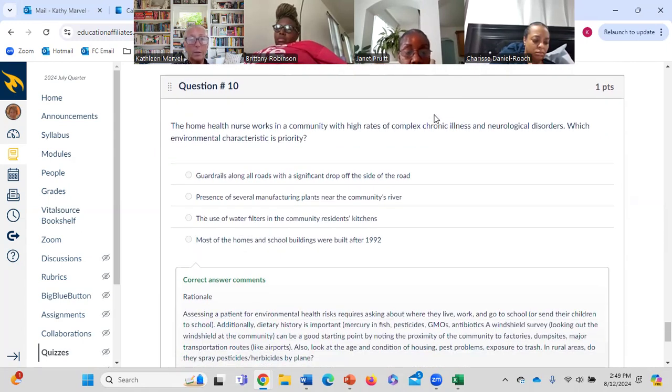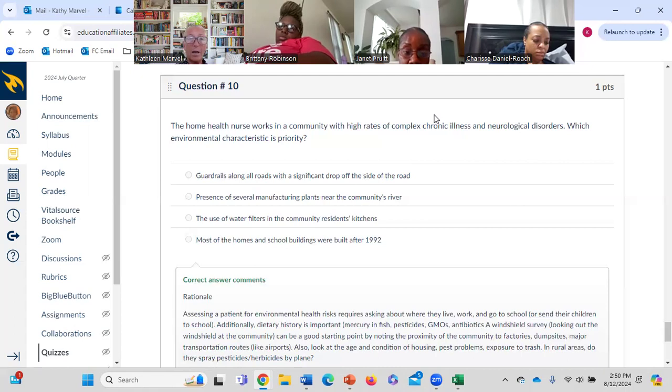Number 10, the home health nurse works in a community with high rates of complex chronic illnesses and neurological disorders. Okay, so which environmental characteristic is a priority? What do we learn about environmental risks? What's the right answer here, Brittany? I chose B. Yep. Okay, and it's asking which is a priority. Well, presence of several manufacturing plants near a community's river is indeed very high risk, right? Very high risk for contamination.